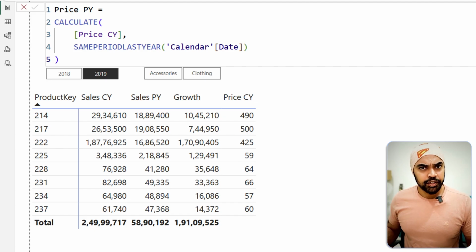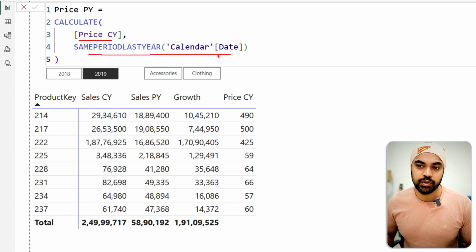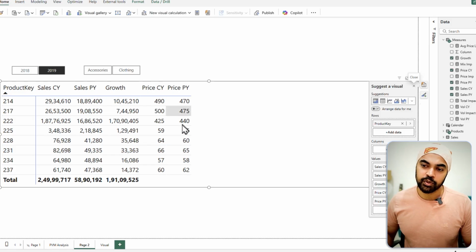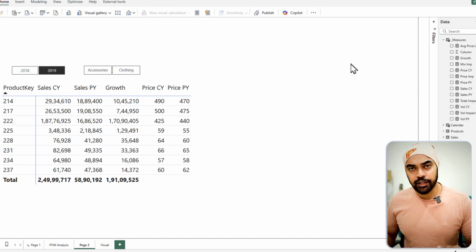The next calculation that I want to do is price previous year. So I will say, hey, whatever is the price current year, please shift the dates to the respective last year using the calendar date, same period last year function. And if I drag that off to my visual, I'm going to get the price of the products in the last year as well. Similar two calculations, I can do for the volume current year and volume previous year.